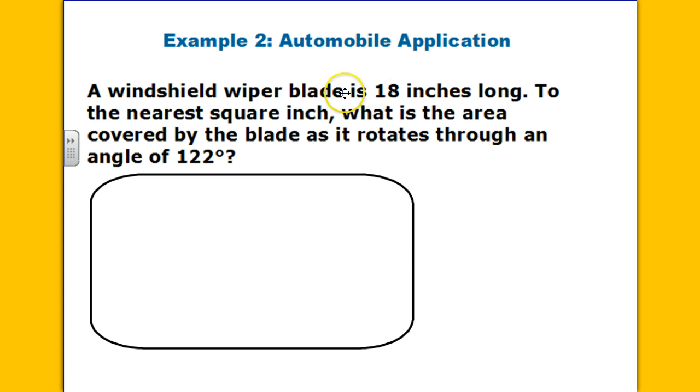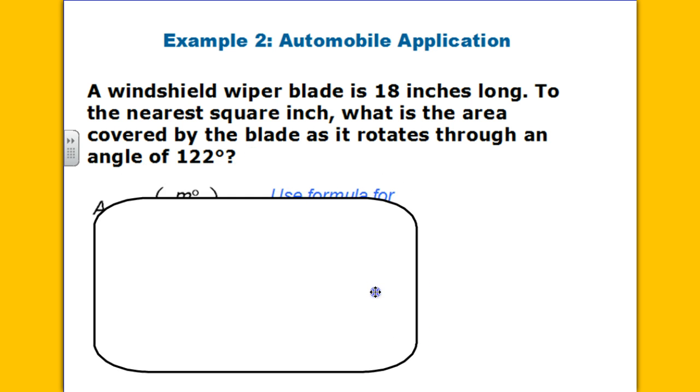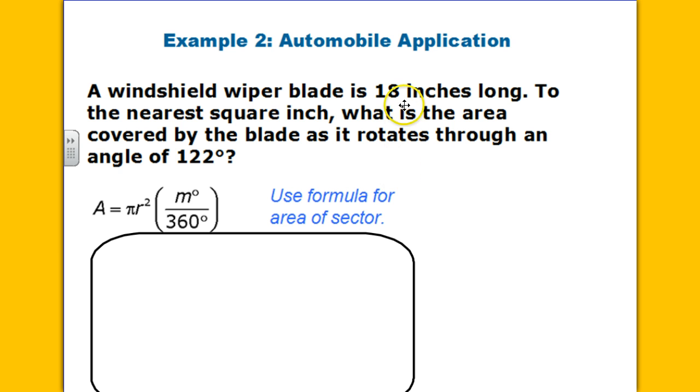So a windshield wiper blade, I'm sure you've watched them on your windshield, even though we do not have that much rain, they form an arc and they wipe off what would be considered a sector of a circle, right? So we can simply use what we've learned to find the area that the blade is covering as it rotates through 122 degrees. The length of the wiper is equivalent to what in our formula? That's right, radius. So let's go ahead and begin with our formula and substitute our known values, 18 and 122.